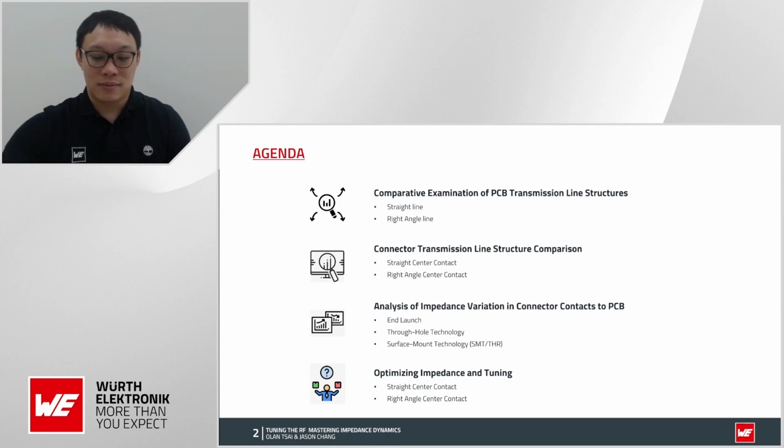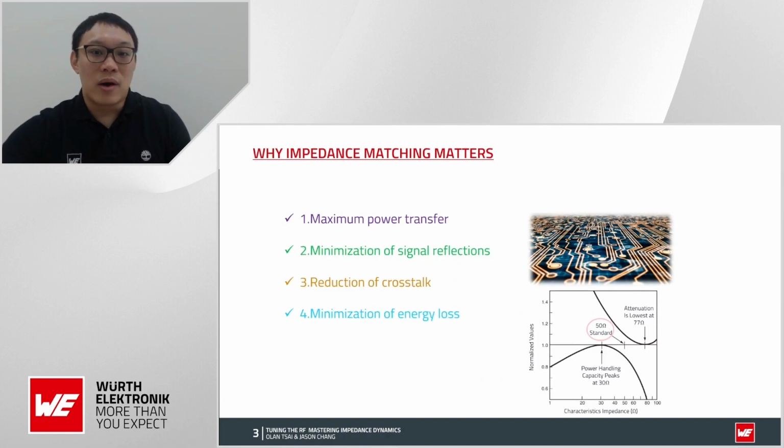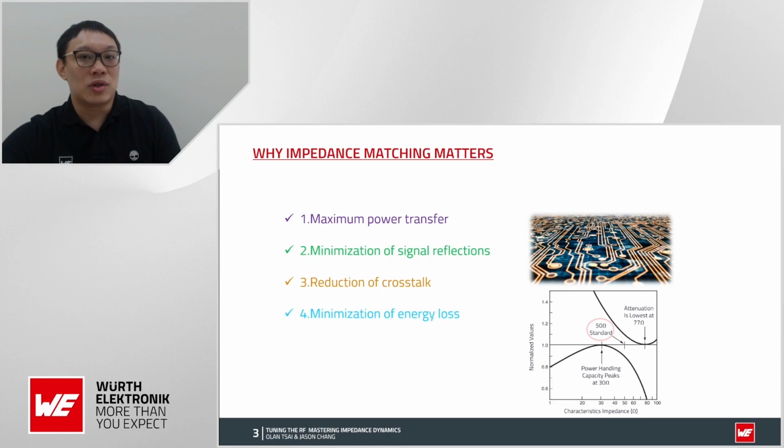Okay, let's begin. Let's start from why is impedance matching important? With a good impedance matching, you can get maximum power transfer, minimization of signal reflections, reduction of crosstalk. These two, I believe, are very important for coax connectors in general. And the fourth one is minimization of energy loss. Okay, these are the good advantages you can get from good impedance matching.